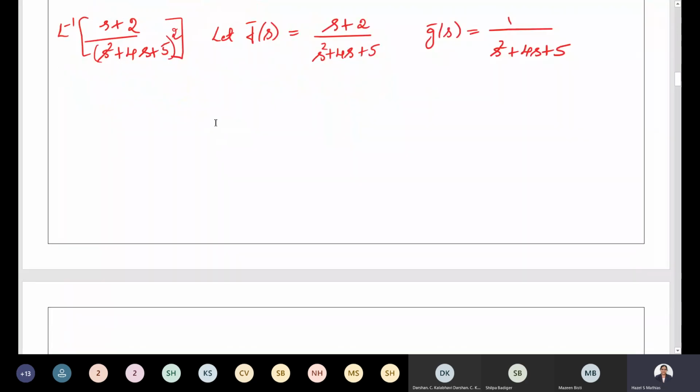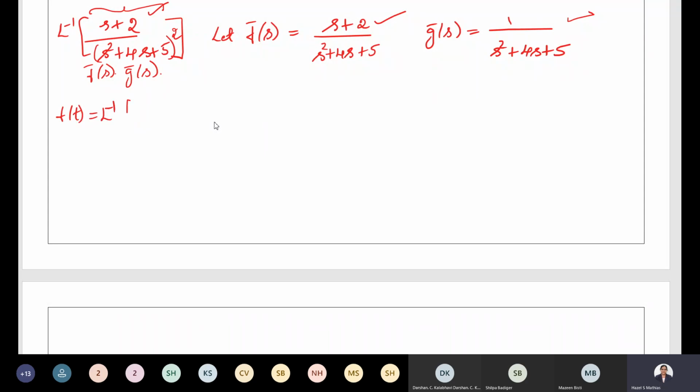We need the L inverse of (s+2)/(s²+4s+5) whole squared. So we take f bar of s as (s+2)/(s²+4s+5) and g bar of s as 1/(s²+4s+5). On multiplication of f bar of s into g bar of s, we get back this term. You cannot take any additional term. Whatever is given here, that only you have to split into f bar of s and g bar of s. Then we will find f of t.